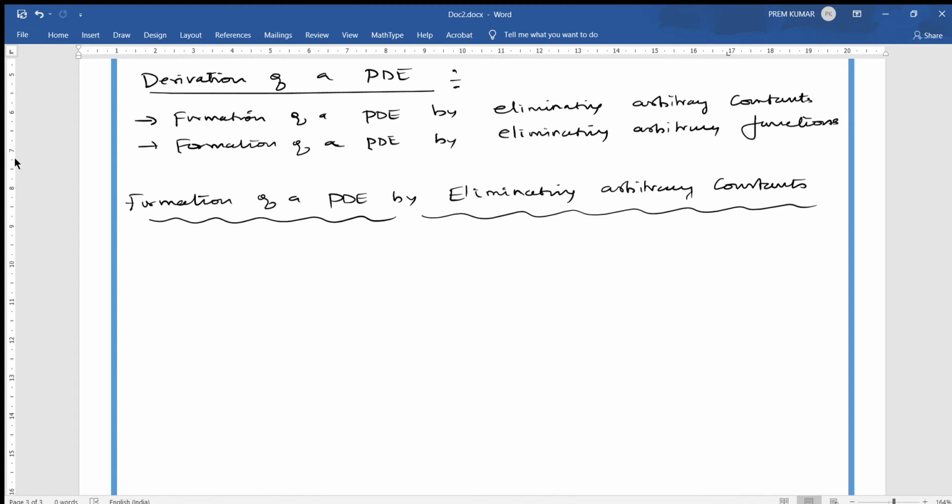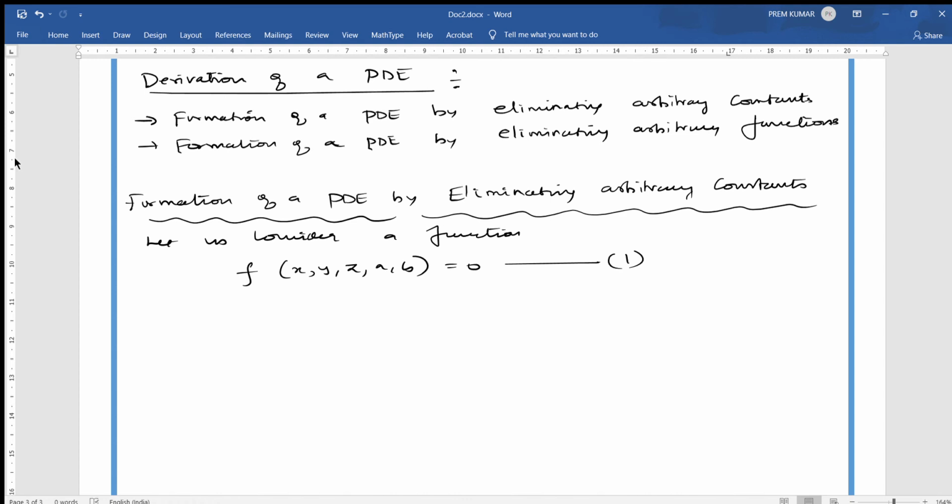Now let us consider a function that is a solution of the PDE. Consider a function f which is depending on x, y, z, a and b. I name this function as 1.